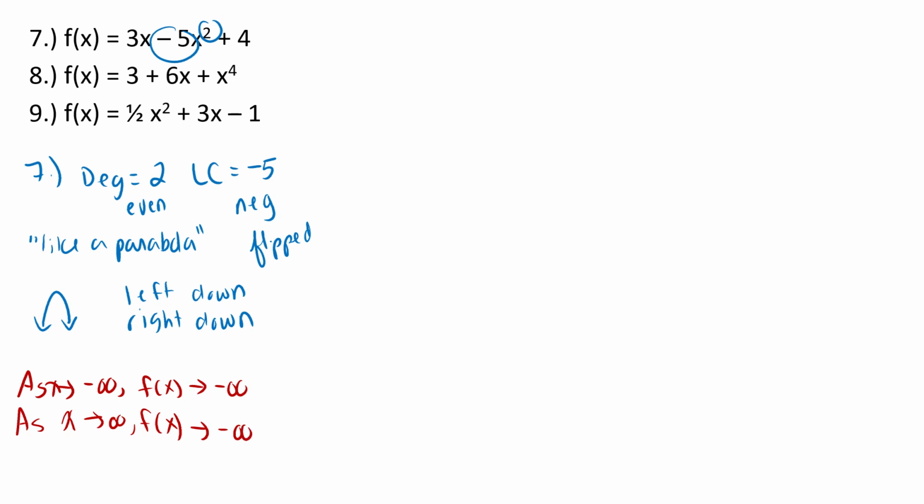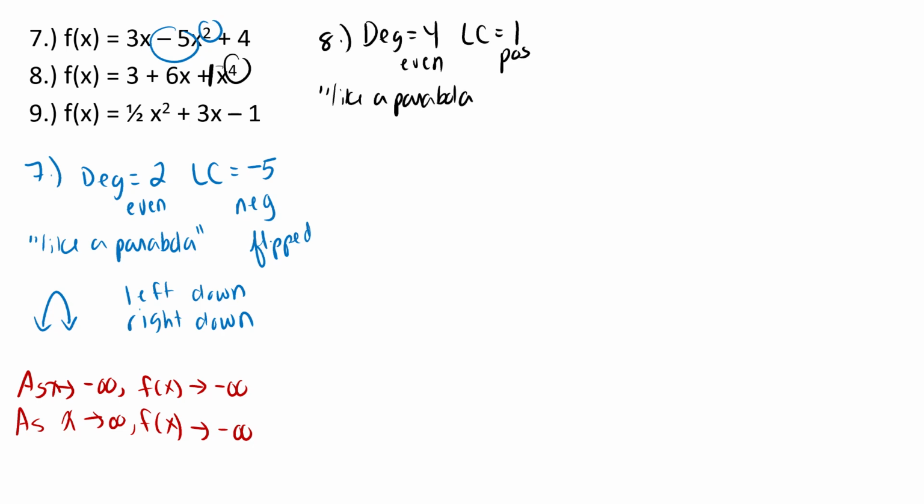Number 8. Okay, so number 8, also not in standard form. So that is degree 4. Gotta hunt for the degree there. And the leading coefficient, remember, if you don't see one, it is a 1. What's important about that is that the degree is even and the leading coefficient is positive. So this is like a parabola. Now, this one is not a parabola because it is degree 4, but in terms of its end behavior, it is going to be like a parabola.